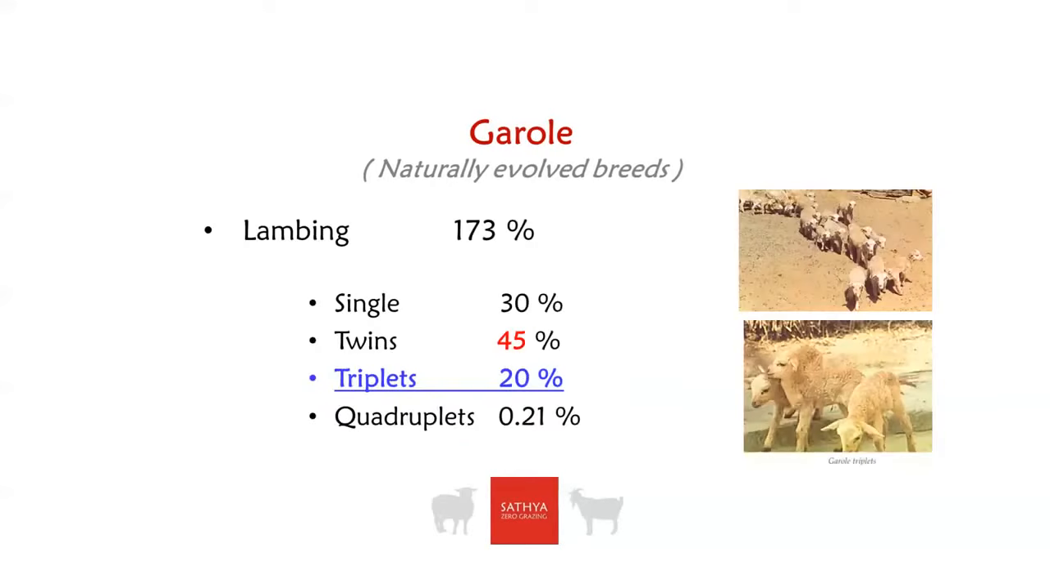Lambing percentage in Garole is 173%. 45% of the breeders give twins, but in 20% we find triplets also. So in 65% of the breeders, we get either twins or triplets.